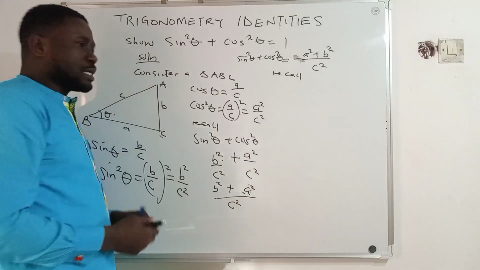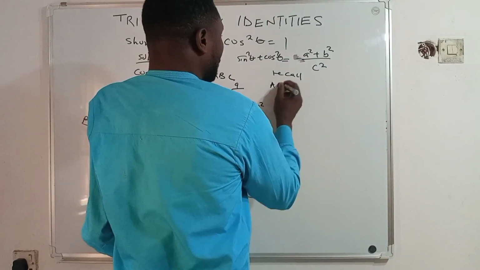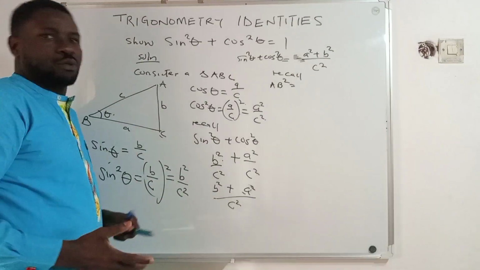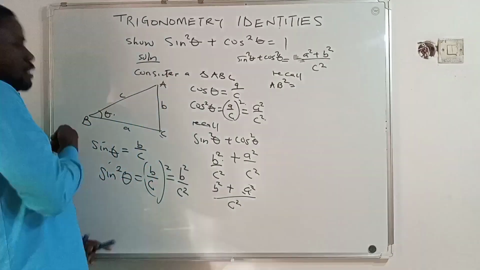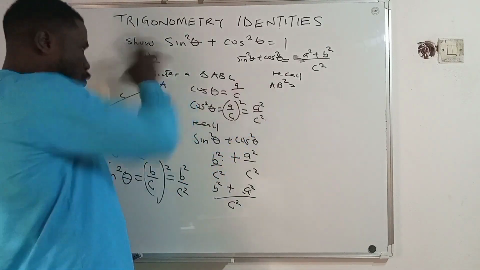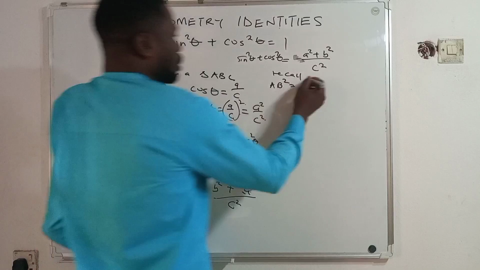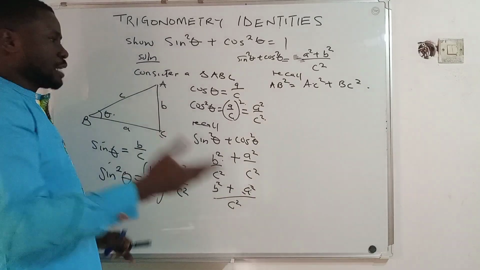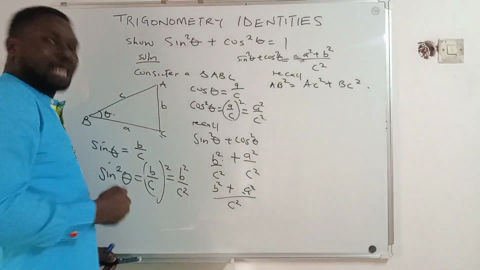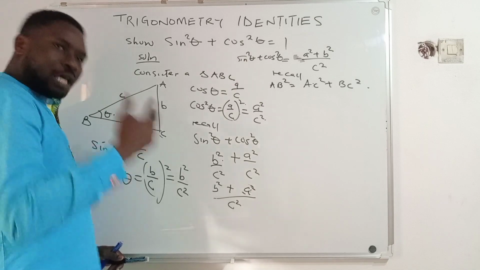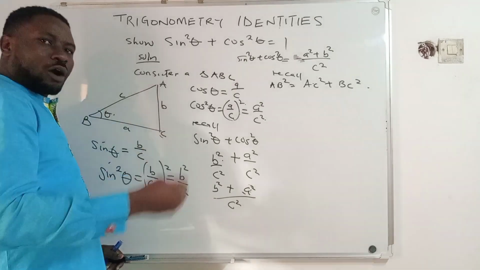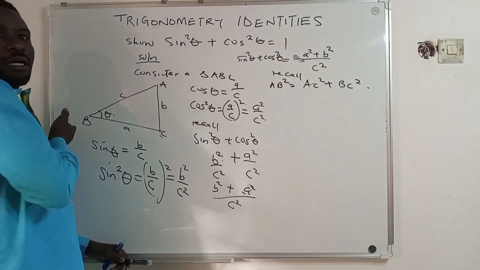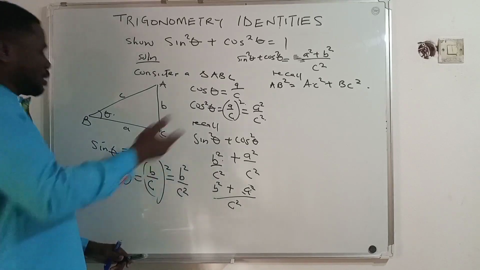Remember, according to Pythagoras, he said that the square of the hypotenuse of any triangle is equal to the sum of the squares of the other two opposite sides. That's the rule. So the square of this side, of course this side is AB. If you square AB, that has to be equal to AC squared plus BC squared. Pythagoras theorem says the square of the hypotenuse of any right angle triangle is equal to the sum of the squares of the other two sides. And so that's what I have applied here. The square of this side is equal to the square of this side plus the square of this side.